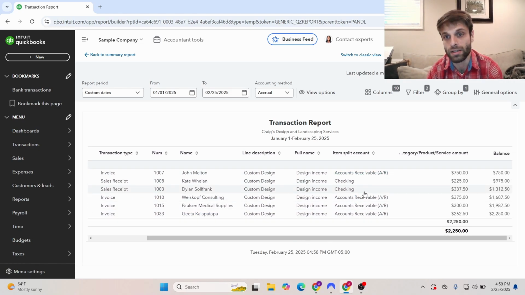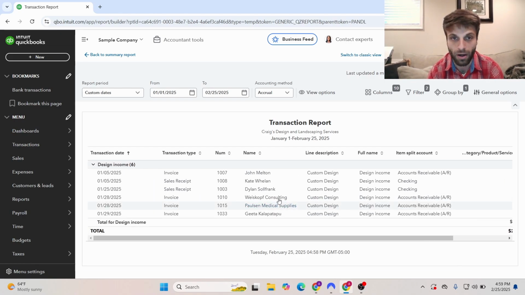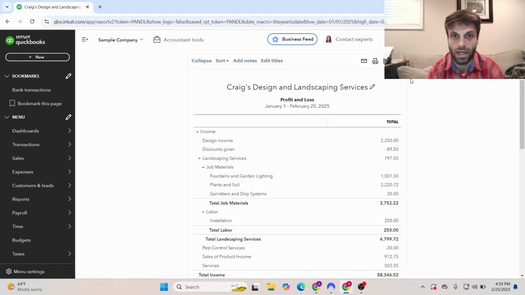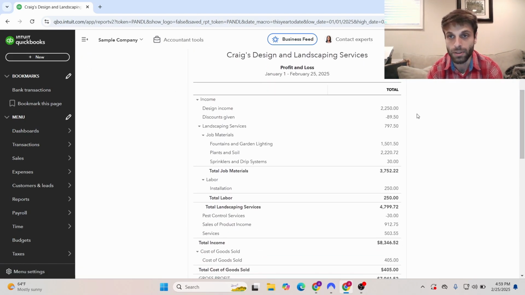Now you see some of these are still in accounts receivable, and some of them were actually deposited into our checking account. But the total for this is $22.50. So we can see we have all of our clients here. We have the sales receipt, right? So that's when they actually paid us, and then invoices, we're still waiting on them to pay us back, right? So we want to minimize that. We'll go back to the profit and loss statement, but you can do that for any row, which is pretty neat.